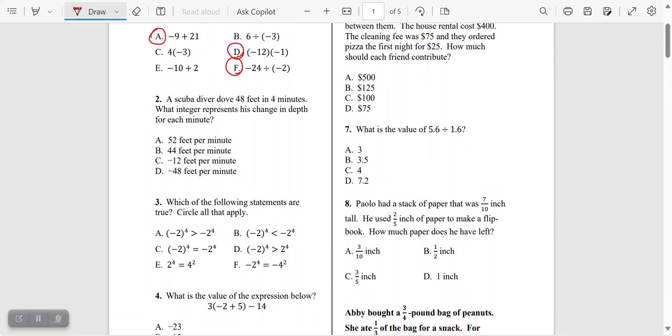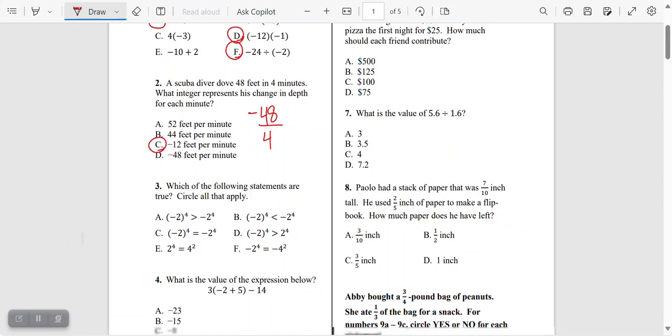Number 2, a scuba diver dove 48 feet in 4 minutes. Which integer represents his change in depth for each minute? So in this example, this is going to be division. We're going to divide. We're kind of like finding a unit rate. But because we're diving, 48 is going to be represented by a negative integer. So negative 48 divided by 4 is negative 12 feet per minute.